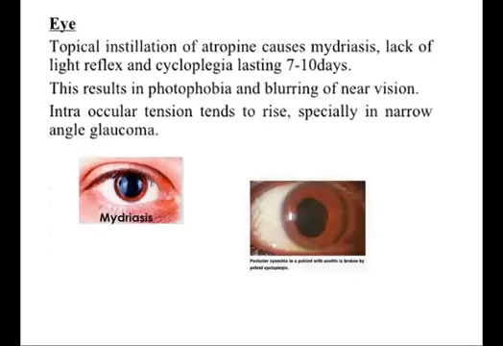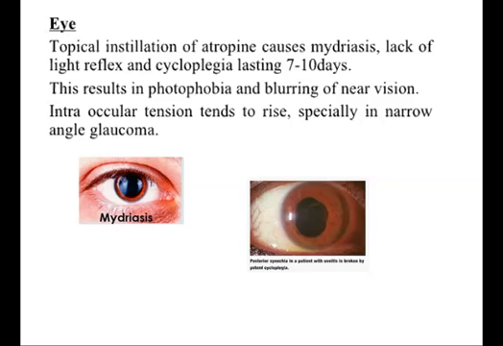At the level of the eye, the topical instillation of atropine may cause a mydriasis, which is known as the dilation of the pupil of the eye. Plus, it causes a lack of light reflex, and it causes cycloplegia. This is the cycloplegia, as you can see in the scheme, that is represented by the paralysis of the ciliary muscle of the eye, resulting in a loss of accommodation that lasts for 7 to 10 days.